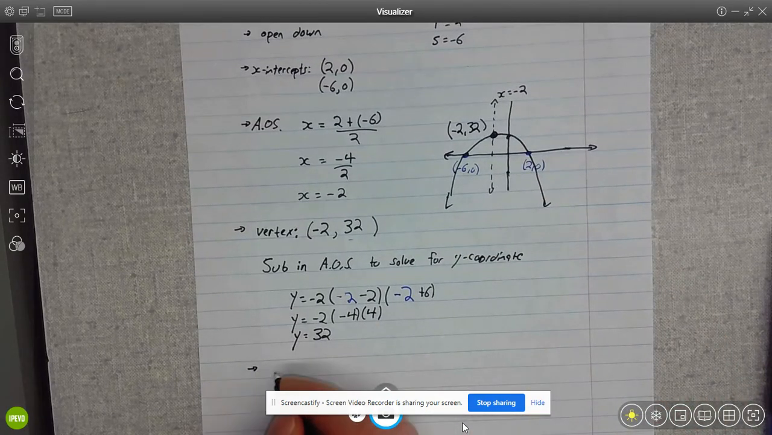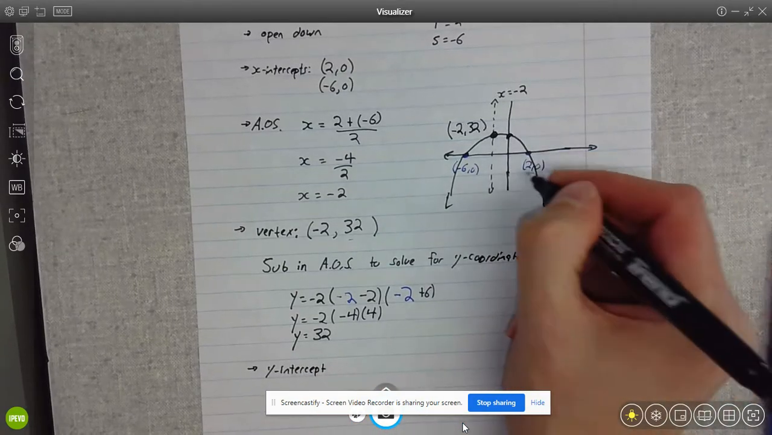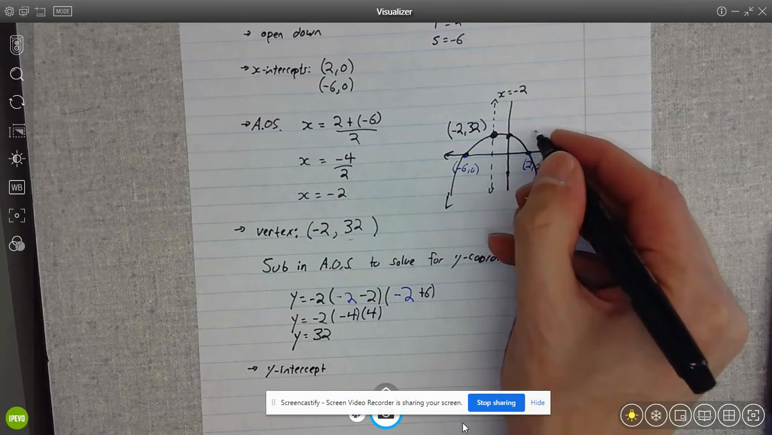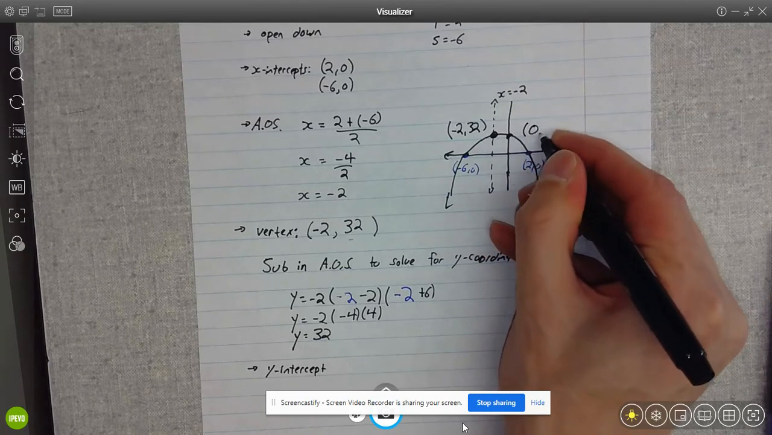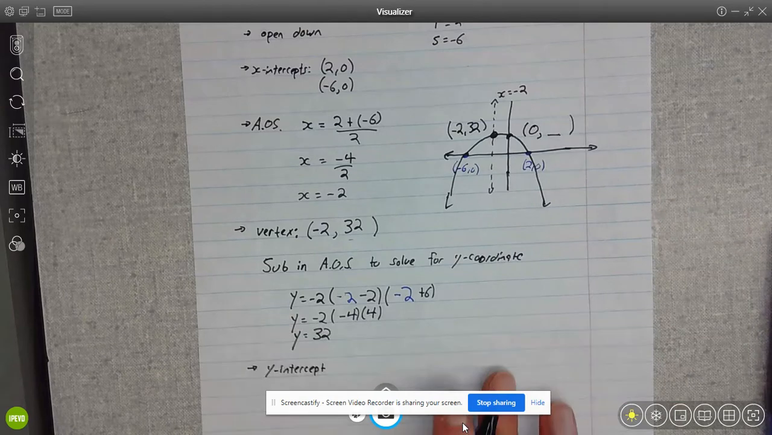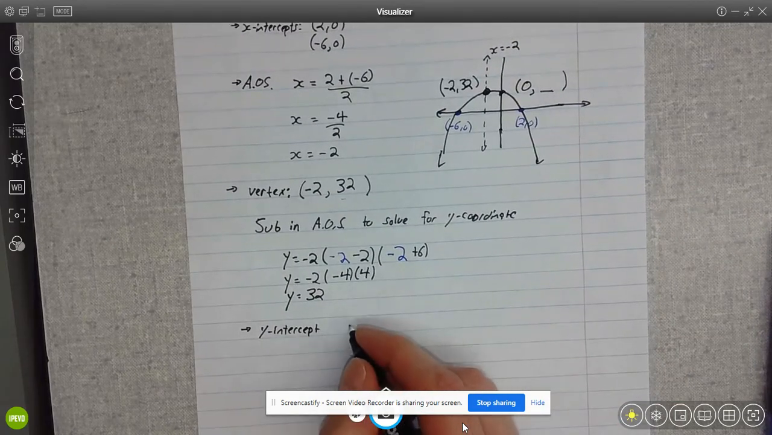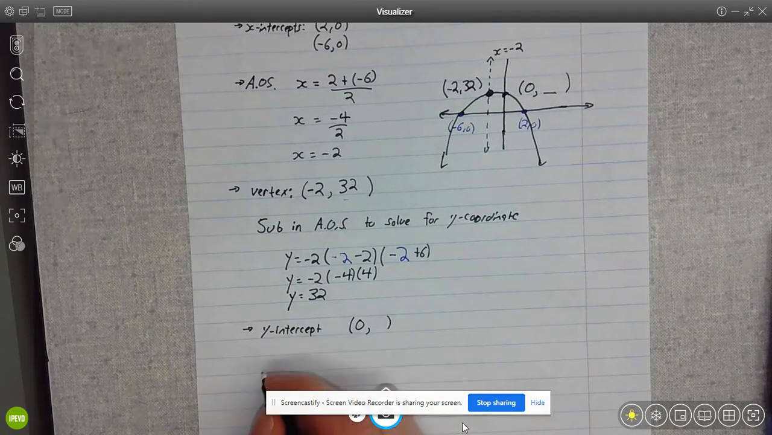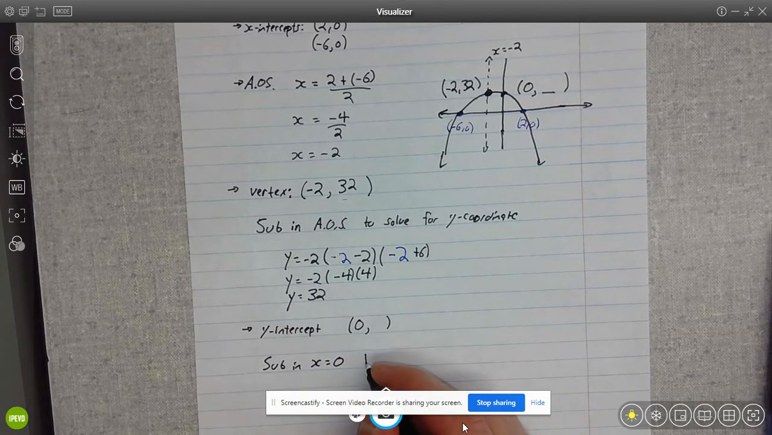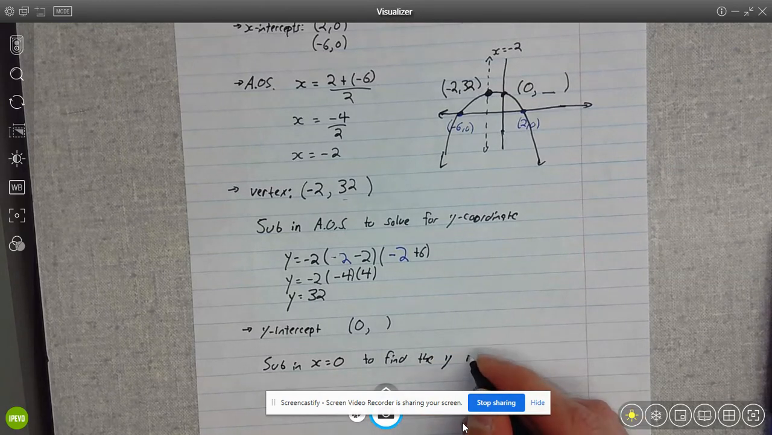The other point that we'd like to add to a lot of our sketches is the y-intercept. The y-intercept is where we cross the y-axis. That's the one point in the graph where there's no horizontal distance. In other words, my x-coordinate is 0. So to find that y-intercept, I know it's going to be (0, something). So I can sub in x equals 0 to find the y-intercept.